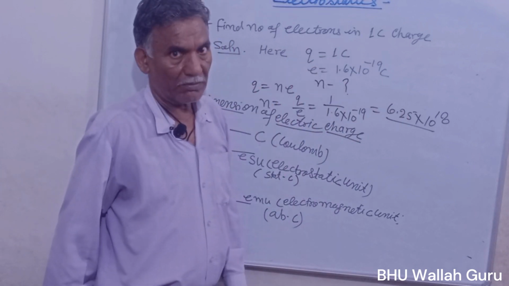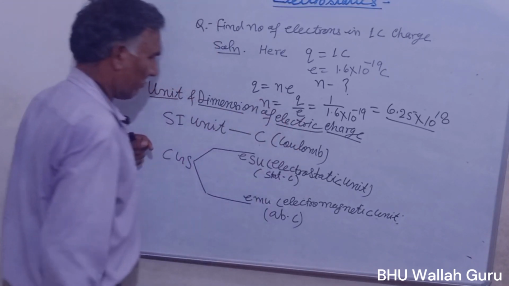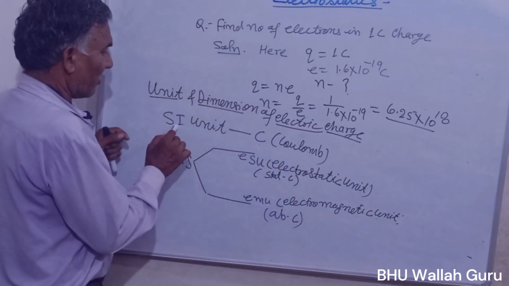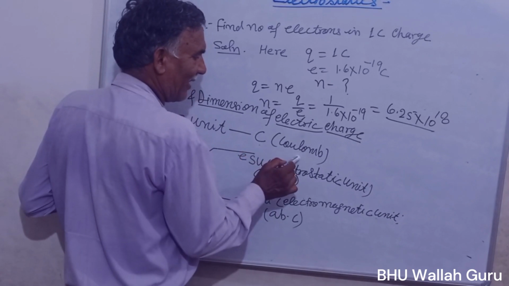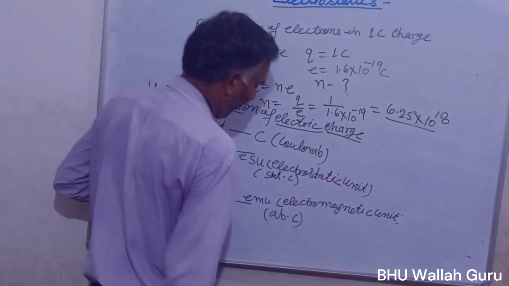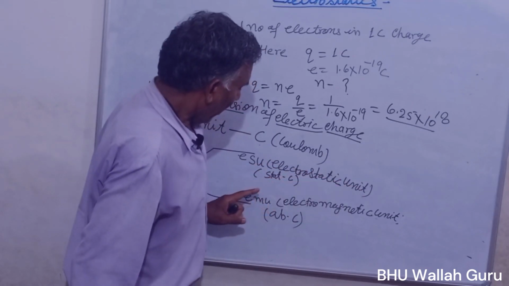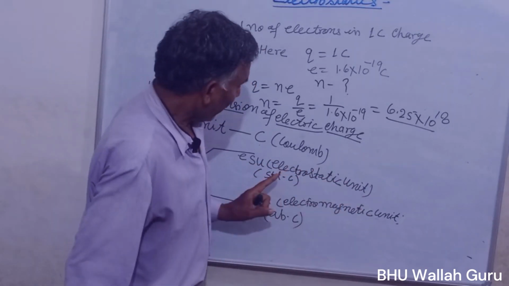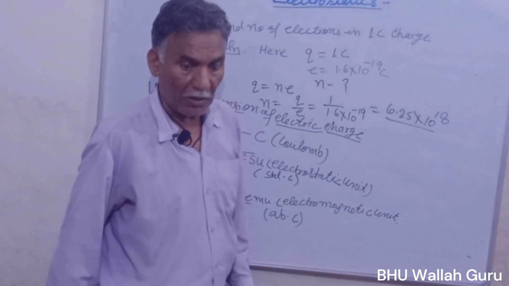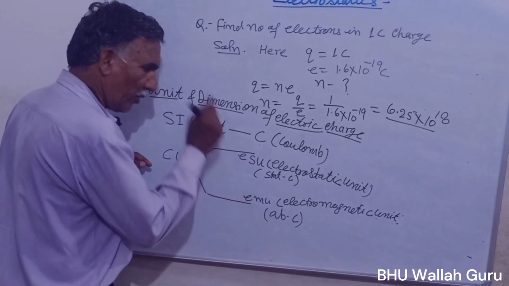Now, what is the unit and dimension of electric charge? Electric charge is a stable constant. The SI unit is Coulomb, in honor of the scientist. The CGS unit is divided into two categories, ESU and EMU: the electrostatic unit and the electromagnetic unit. That is stat Coulomb and ab Coulomb, where ab means absolute Coulomb.